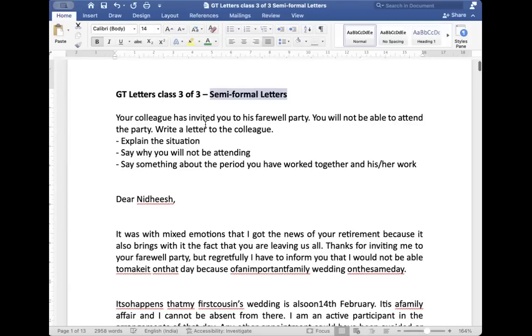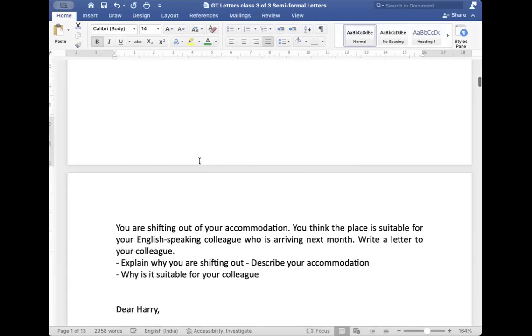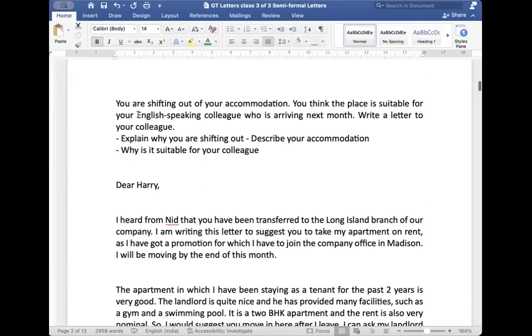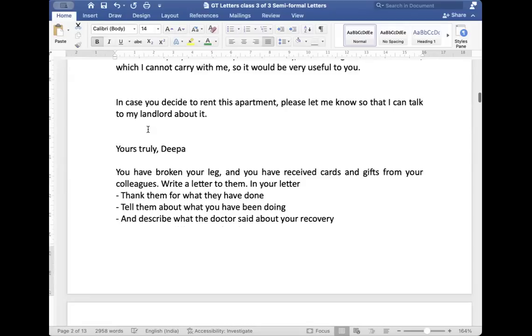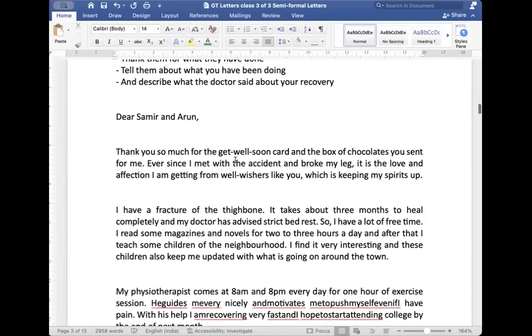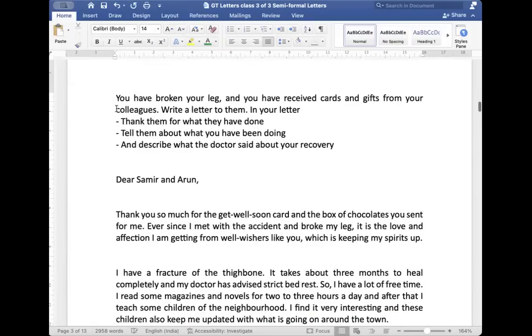So these letters can be to a colleague. This first letter is to a colleague. Neither a friend nor formal. The second letter is to an English speaking colleague. Again, it's a colleague, right? The third letter is to, again, colleagues. Now here the word colleagues is there, so make sure you write two names in the opening.